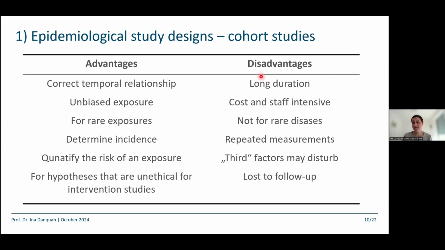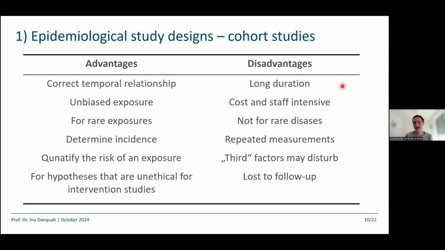Still, we have to keep the advantages in mind. You can imagine that particularly for chronic conditions or diseases that have quite a long lag time until they develop, you need a long breath. So the duration of cohort studies can be quite substantial, and that obviously makes it very cost as well as staff intensive. You need a lot of people who follow up on your study participants, make sure you keep them engaged, make sure attrition rates are low.